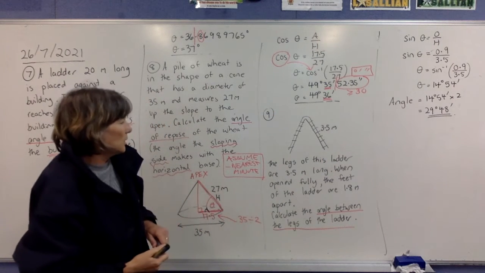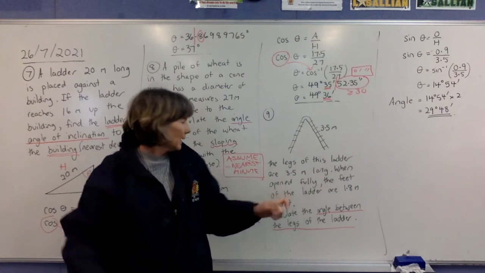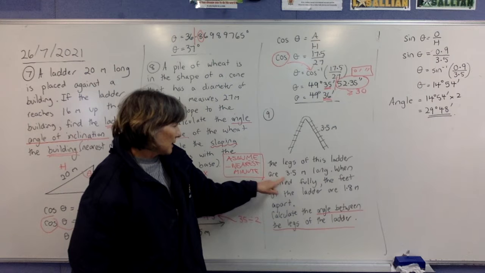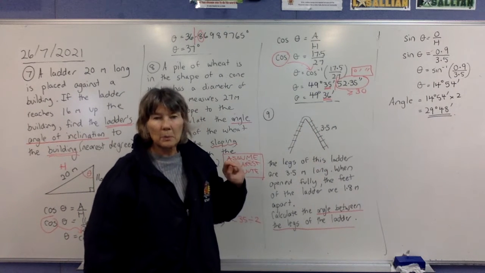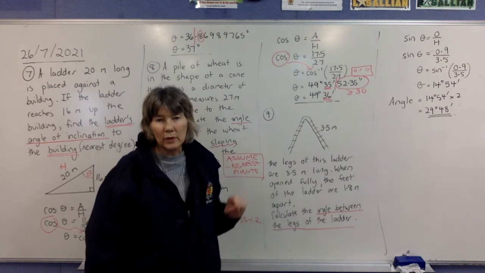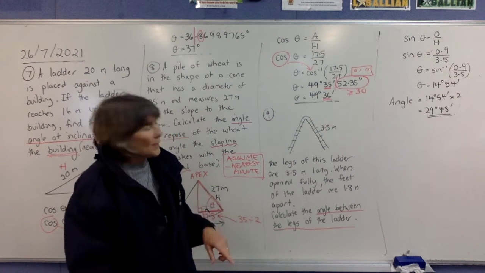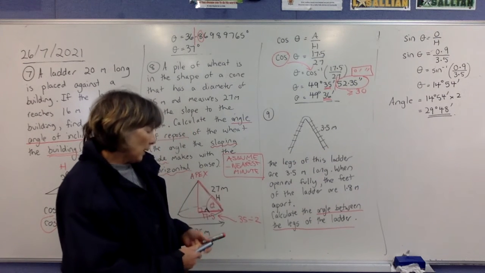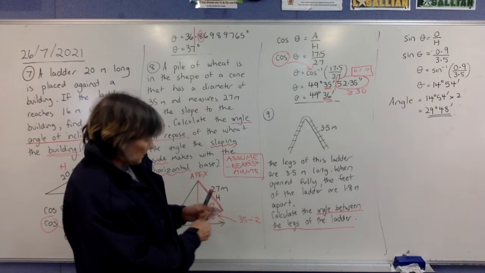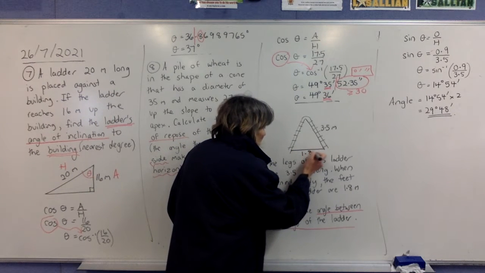Okay, next question. Now this is a ladder. The legs of this ladder, when you open up the ladder, are 3.5 metres long. I've already put the 3.5 metres on one of the legs of the ladder. When opened fully, the feet of the ladder, the bottom of the two legs, are 1.8 metres apart. So from here to here, 1.8 metres.